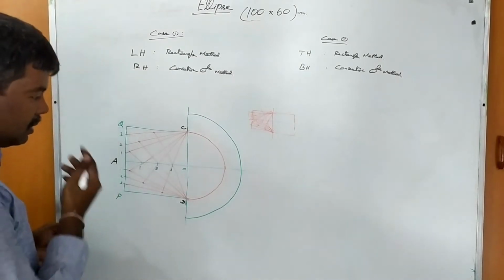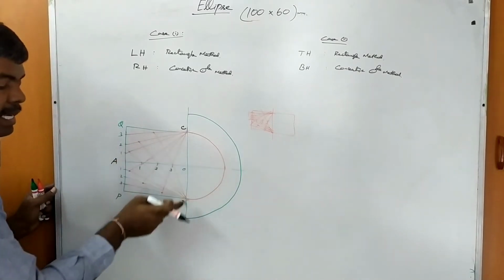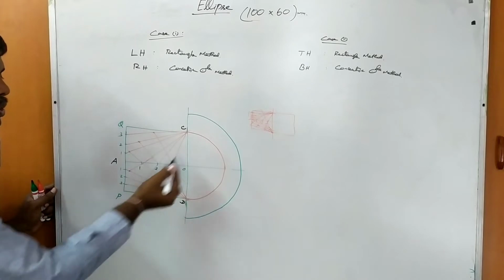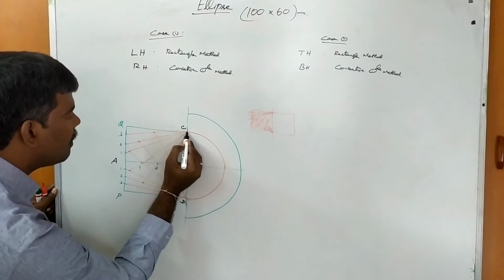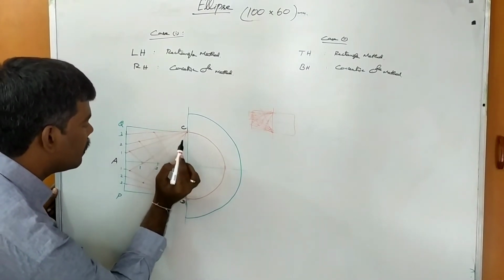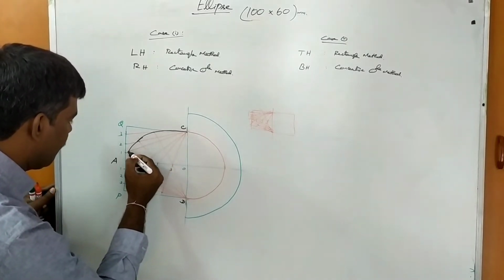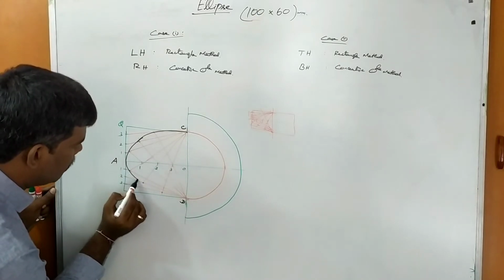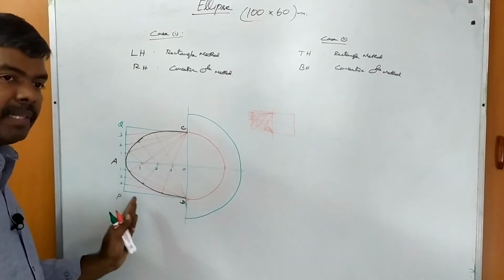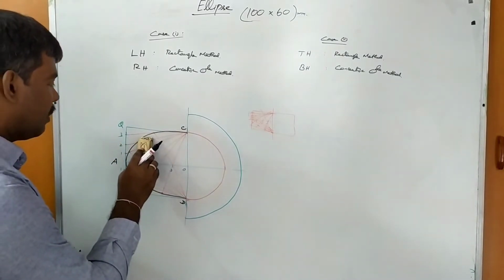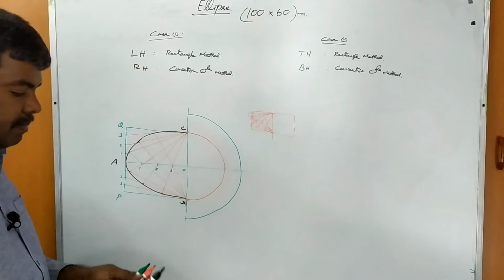That's all. So now you get 1, 2, 3, 4, 5, 6 intersection points. Apart from that, minor axis CD and major axis 1 and A. So you join all the points including A, C, D. Clear? So the first half, that is the left half, is the rectangle method of a 50% ellipse. Clear? And next thing, in the right half, concentric circle method.